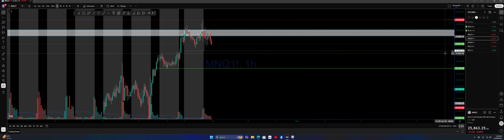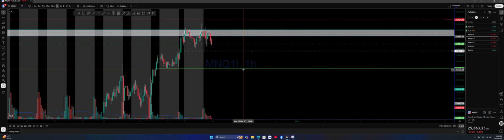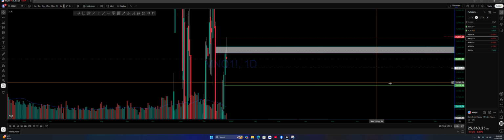Previous sessions, high, low. Previous weeks, high, low. Previous month, I'll add that on later on. I don't have the time to do it right this minute. So that is it. And then what am I looking for?